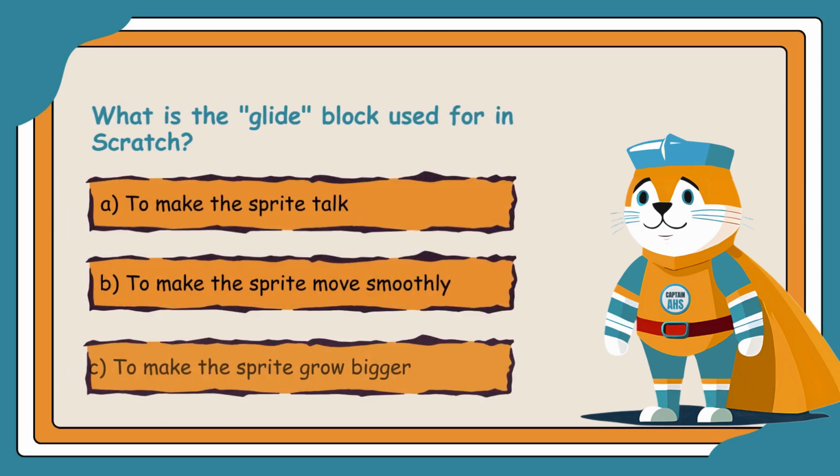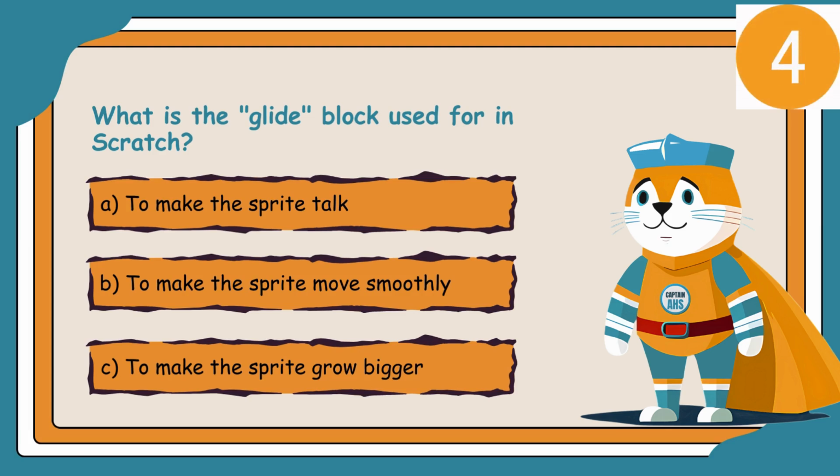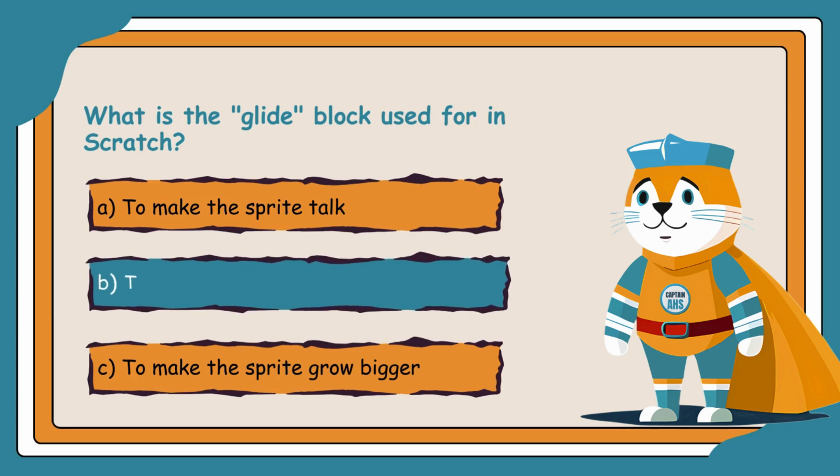What is the glide block used for in Scratch? Option A, to make the sprite talk. Option B, to make the sprite move smoothly. Option C, to make the sprite grow bigger. Option B, to make the sprite move smoothly.